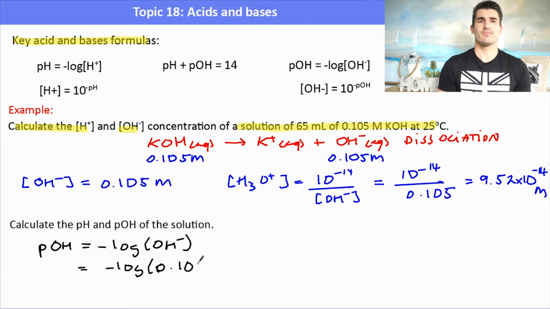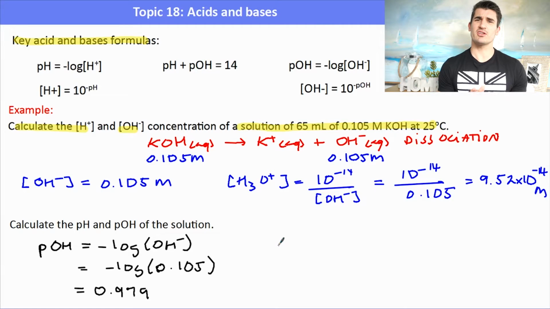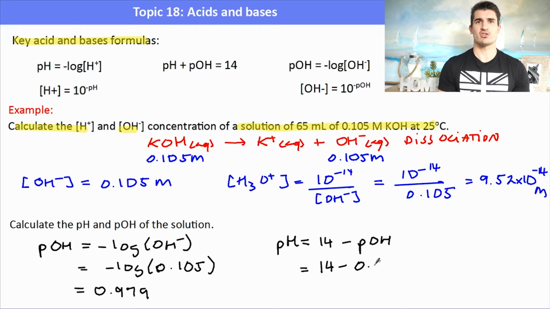That equals 0.979. Our pH we could then calculate in a number of ways, but I'm going to use the formula 14 take away pOH to work out the pH. It just seemed simpler, it was an easier calculation to do.